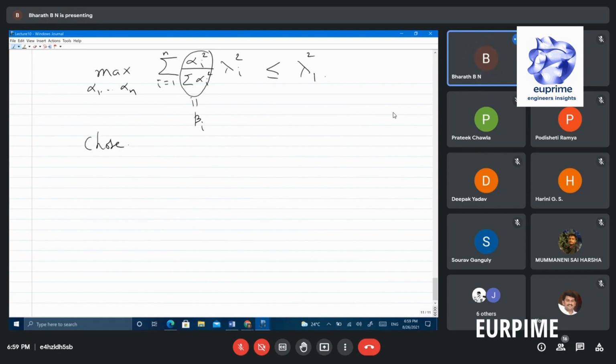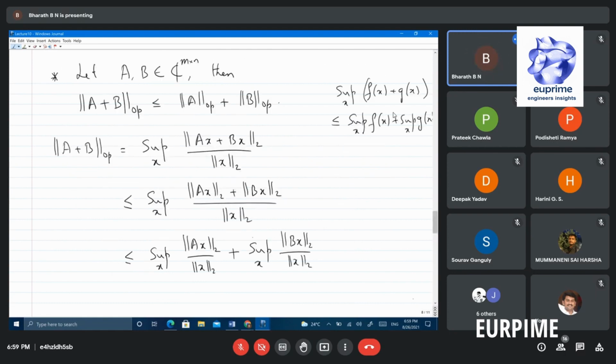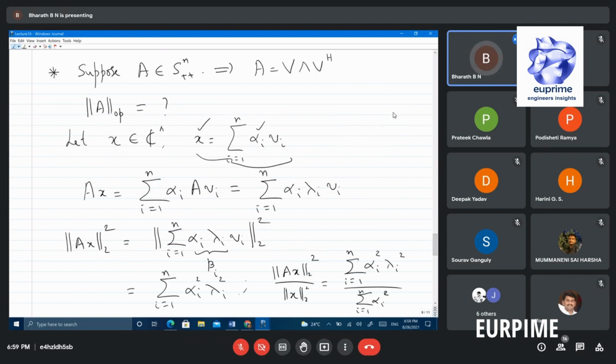Choose alpha 1 equal to 1. What does that imply? X equal to V1. That means I should choose X to be V1. So what does that mean? If I choose X equal to V1, AX will be what? Lambda 1 V1, right? So what will be the norm of this divided by this? Will be the max eigenvalue, right? You have to take the square root. Remember, I'm taking square here, norm squared. So I'll get the maximum eigenvalue, right? So the operator norm is nothing but lambda max.